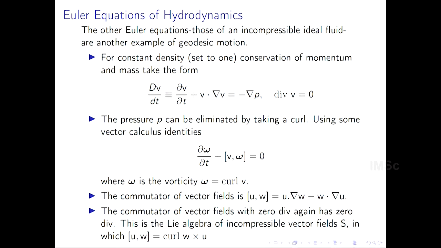So this condition here is the conservation of mass, that the divergence of the vector field is 0. And this here is the conservation of momentum. So the left-hand side is the derivative of velocity. I'm using units where density is equal to 1. So this is really the derivative of the momentum of a small fluid element. And that is set equal to the force on that fluid element, which is the negative gradient of the pressure.